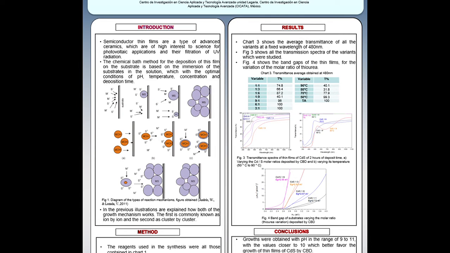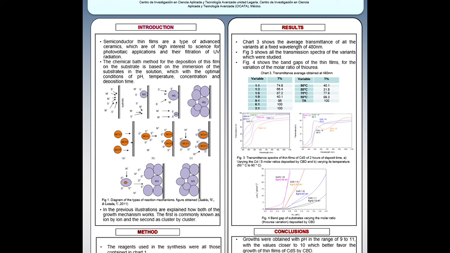Throughout CBD, the precipitation of the material over the substrate is homogeneous, but there could be two sorts of mechanism. The first is the homogeneous reaction, which is shown in the first part of Figure 1. This is commonly known as ion by ion. Nuclei are generated on the surface of the substrate, while over time, new nuclei are formed by sulfur ions and metal ions, respectively.